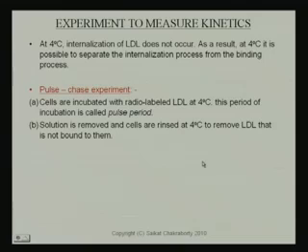Next, cells are removed, and solution is removed, and cells are rinsed at 4 degrees centigrade to remove LDL that is not bound to them. So, you basically allow the cells to bind as long as possible. So, incubate means for a very long period.